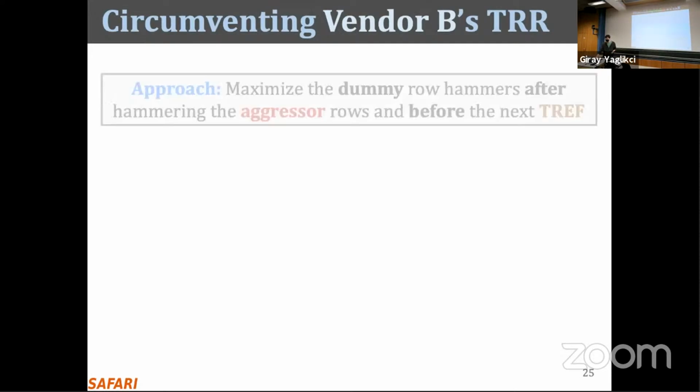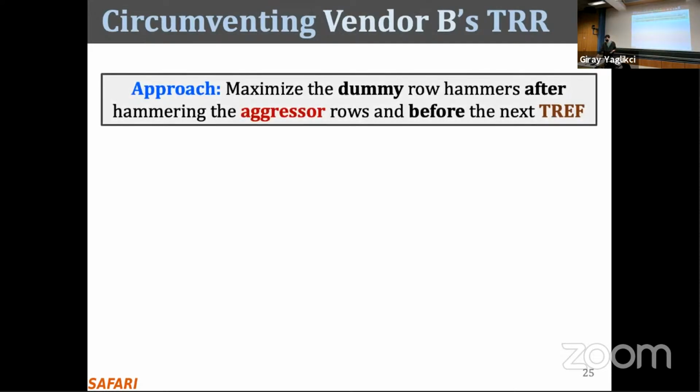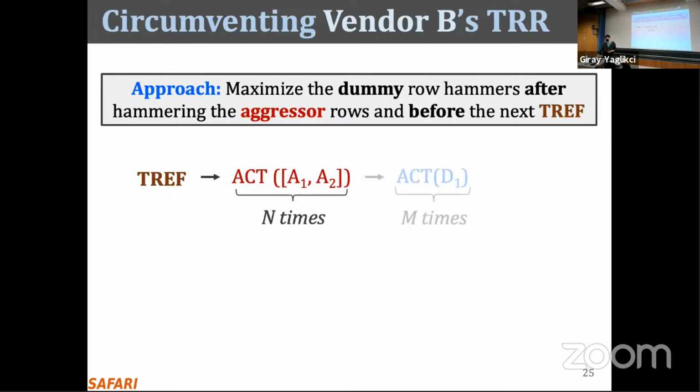Okay, to circumvent the TR mechanism of vendor B, our approach is to maximize the probability of having a sampled dummy row, hammering the dummy row as many times as possible before a subsequent TR-capable refresh. So basically, after a TR-capable refresh command, we initially hammer the actual aggressor rows that we want to hammer, again, A1 and A2. And after those, in the remaining time before the next TR-capable refresh, we hammer a dummy row. It is sufficient to hammer only one dummy row, and we hammer it as much as possible.